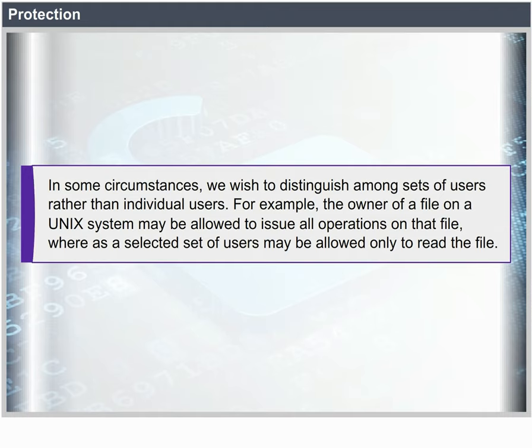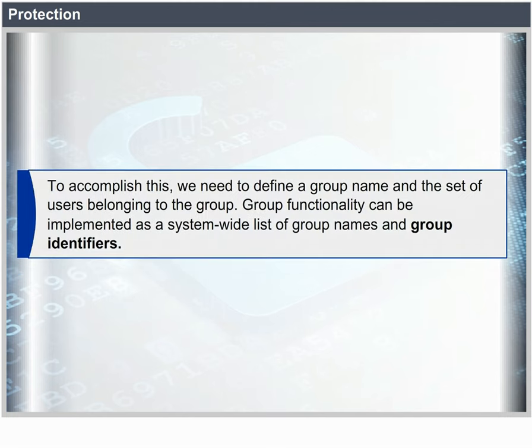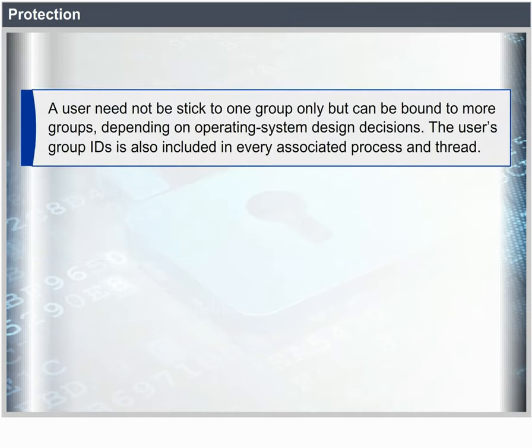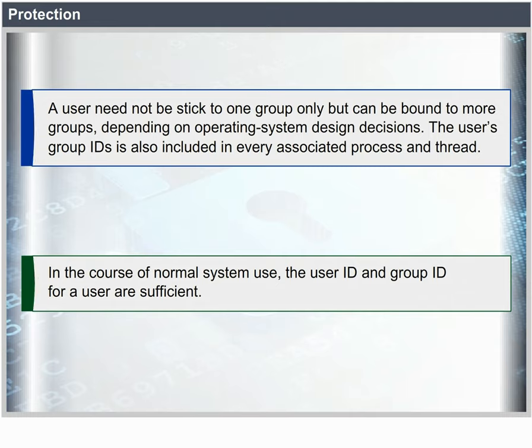To accomplish this, we need to define a group name and the set of users belonging to that group. Group functionality can be implemented as a system-wide list of group names and group identifiers. A user can be in one or more groups depending on operating system design decisions. The user's group IDs are also included in every associated process and thread. In the course of normal system use, the user ID and group ID for a user are sufficient.